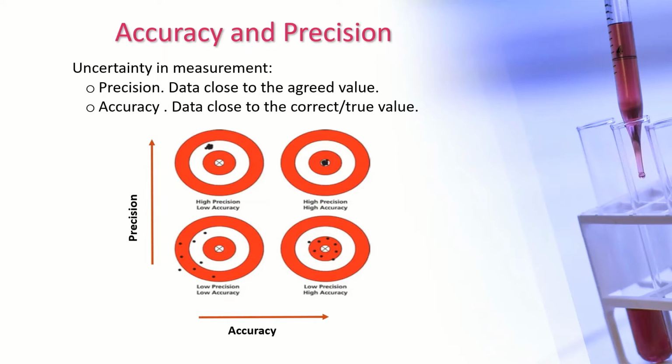And the last figure in the upper right-hand corner states high precision and high accuracy because the values are within the white circle, so it's accurate within the true value, and high precision because all the values are close to each other.